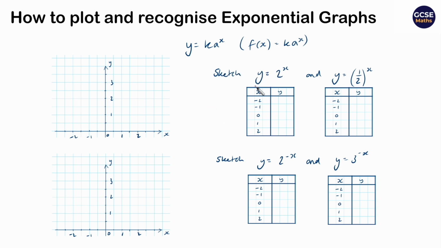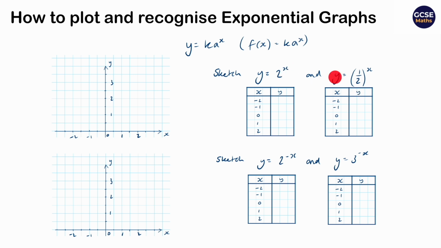In this first one, we're going to sketch the graph y is equal to 2 to the power of x, and what that means is we just replace the x with values of x from the x-axis. In this case, we're going from minus 2 to 2. So that becomes 2 to the power of minus 2, 2 to the power of minus 1, 2 to the power of 0, 2 to the power of 1, and 2 to the power of 2.